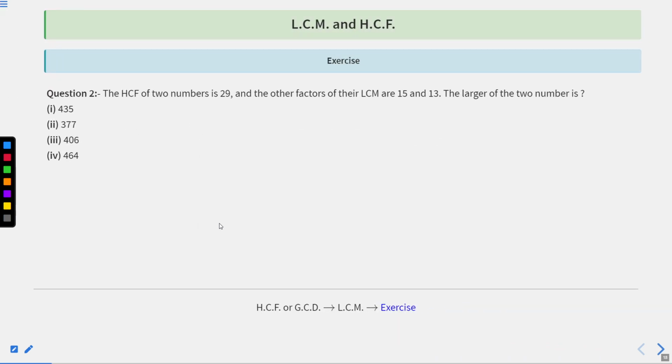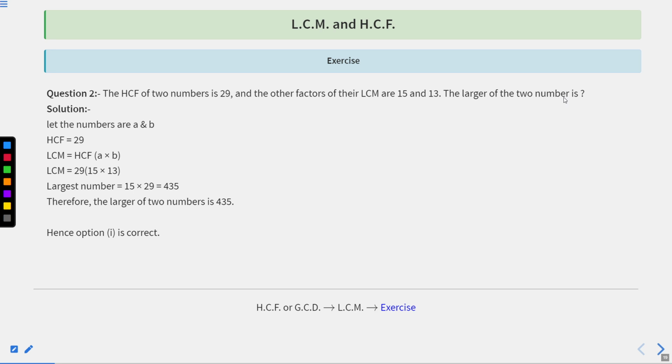Moving on to problem number 2. The HCF of two numbers is 29 and the other factors of their LCM are 15 and 13. The larger of the two numbers is? Let the numbers be A and B. Their HCF is 29, which is given to us. So this is the formula that we are going to use.